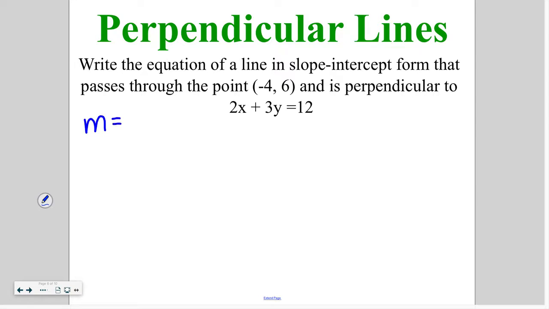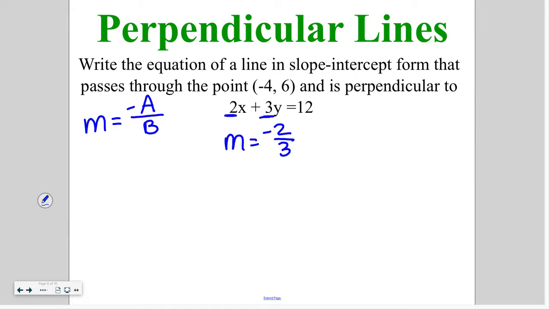That shortcut is taking the negative a, so a negative of what's in front of x, and putting it over b, which is what's in front of y. So if we're taking the shortcut method here, looking at this equation, a is 2 and b is 3. So our slope, using the shortcut, is -2 over 3.